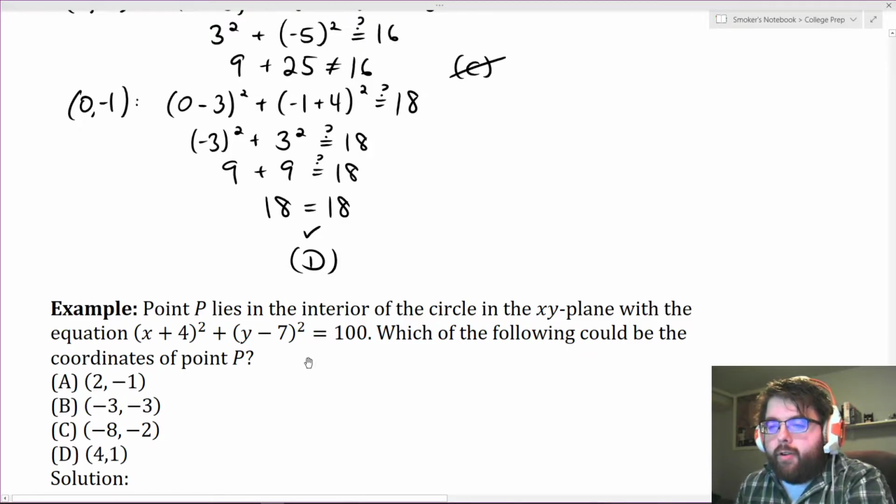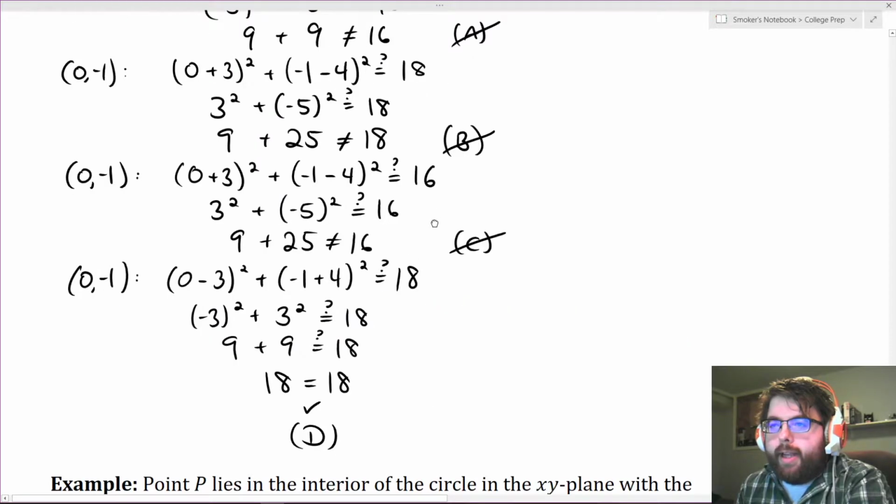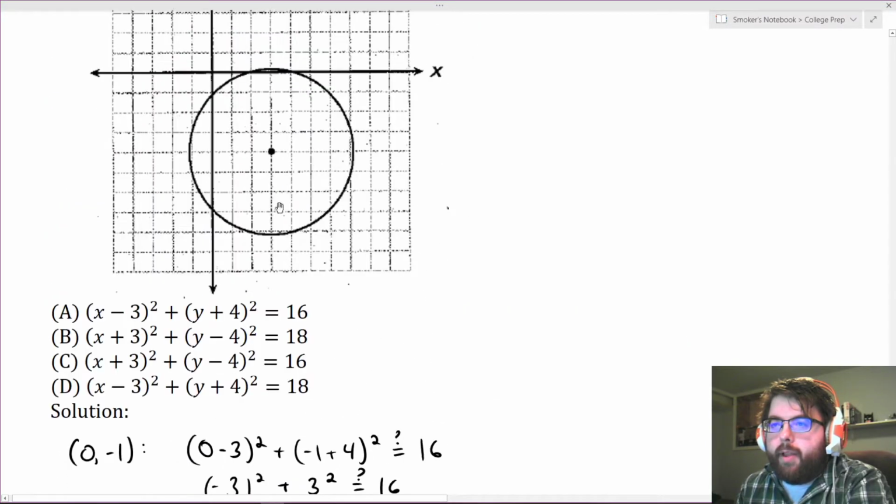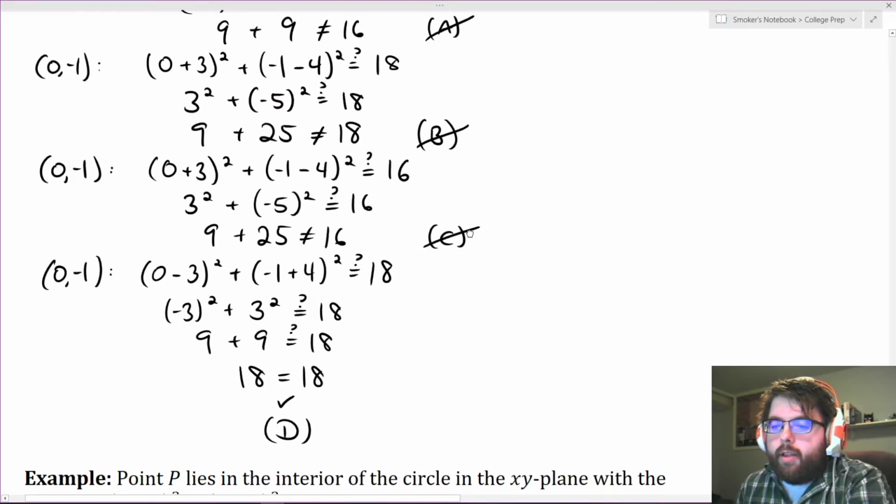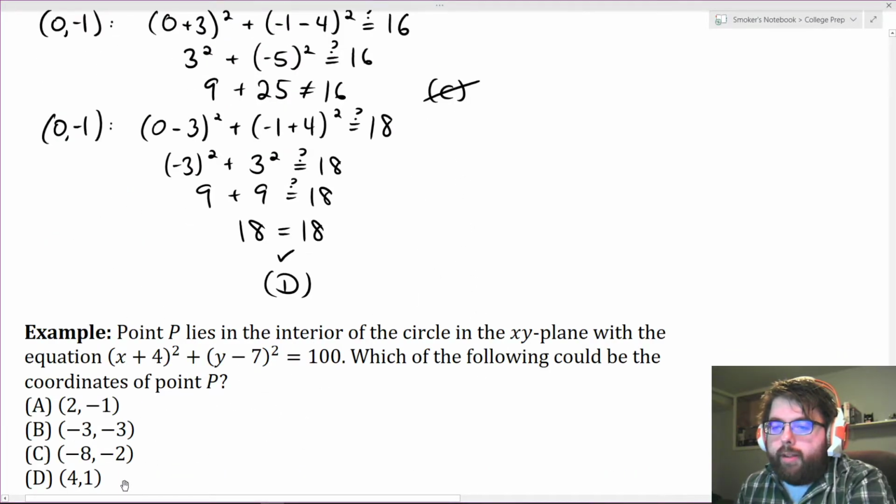If you think about a circle in the coordinate plane, it's going to have a whole bunch of points inside it. Now this isn't the same image, but all these points are inside the circle. The question is, which one of these points is inside the circle? Which one of these points can be inside the circle?